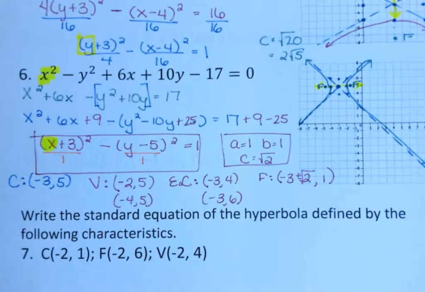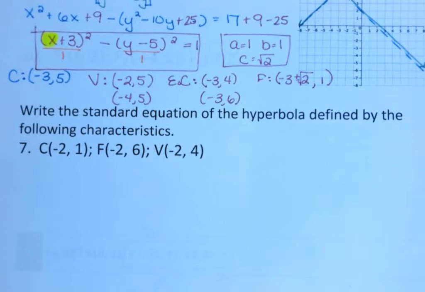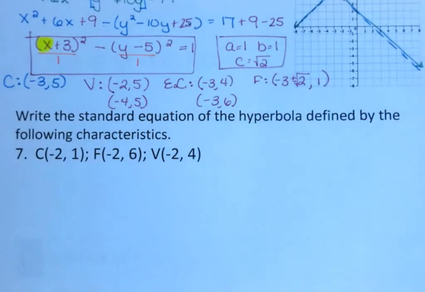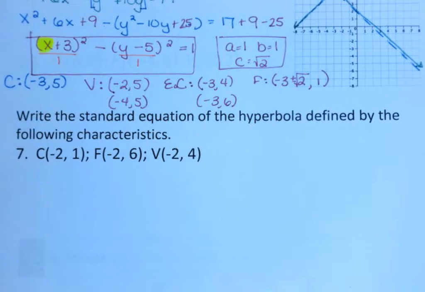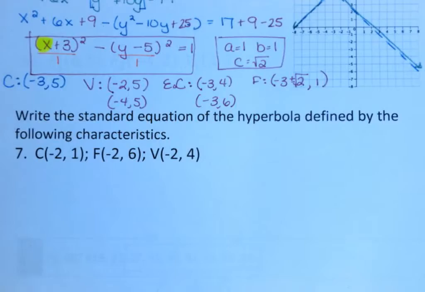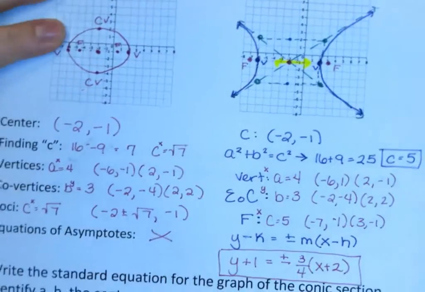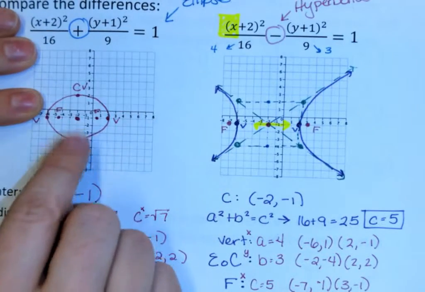All right. So we weren't able to get into talking about the characteristics, and I want to use this lesson to tell you how your tests are going to be broken up. Your test is not going to be broken up into circles, ellipses, hyperbolas, parabolas. It's going to be broken up into skills for all of your conic sections. So for the first one, you might have something like what we started with, where here's the equation, graph it.